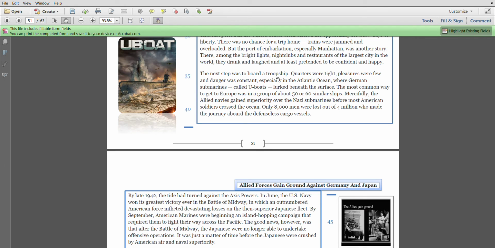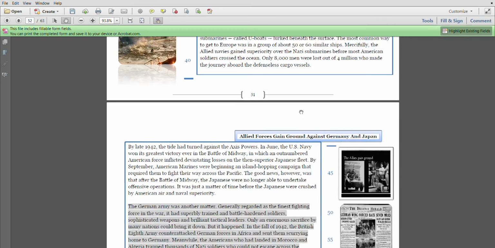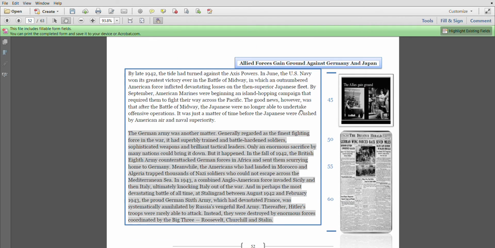The next step was to board a troop ship. Quarters were tight, pleasures were few, and dangers were constant, especially in the Atlantic Ocean, where German submarines called U-boats lurked beneath the surface. The most common way to get to Europe was in a group of about 50 or 60 similar ships. Mercifully, the Allied navies gained a superiority over the Nazi submarines before most American soldiers crossed the ocean. Only 8,000 men were lost out of 4 million who made the journey aboard the defenseless cargo vessels. Allied forces gained ground against Germany and Japan.